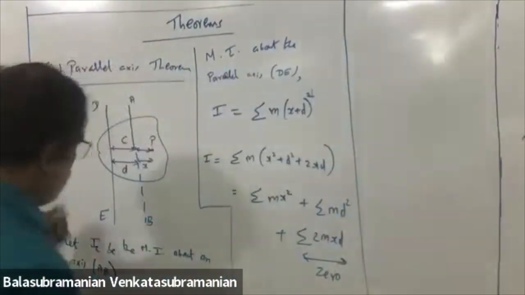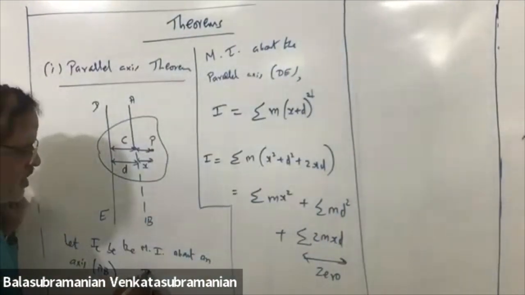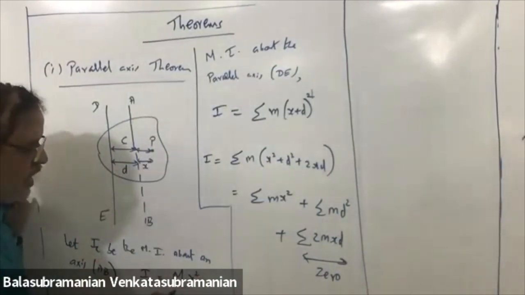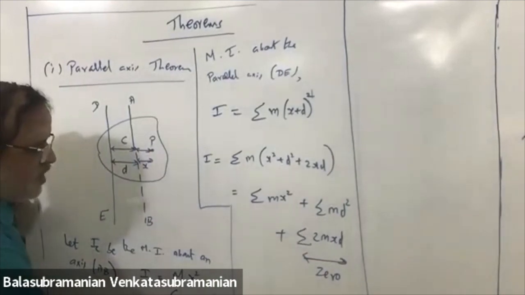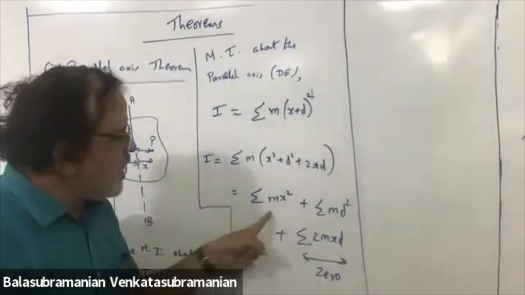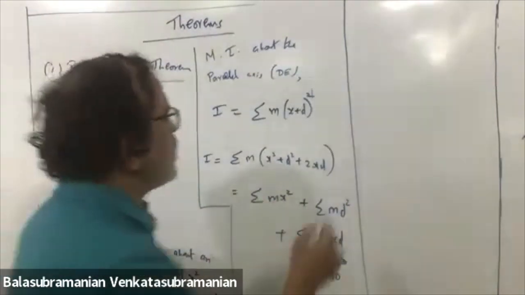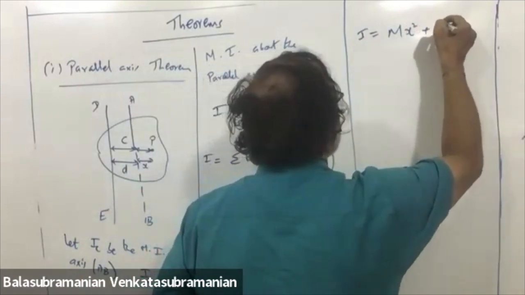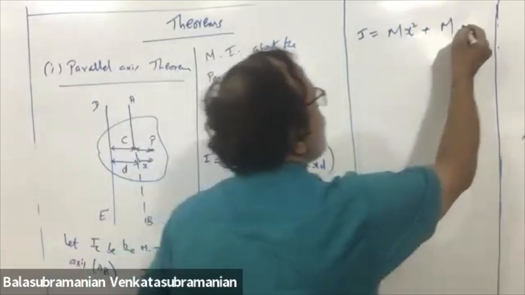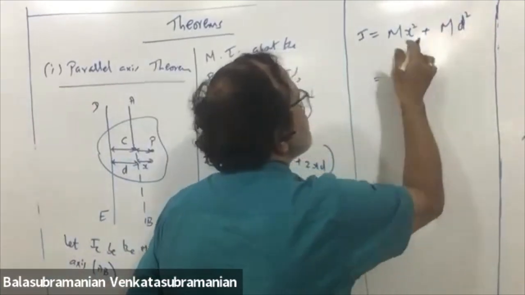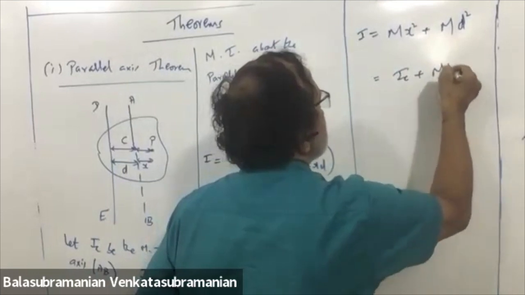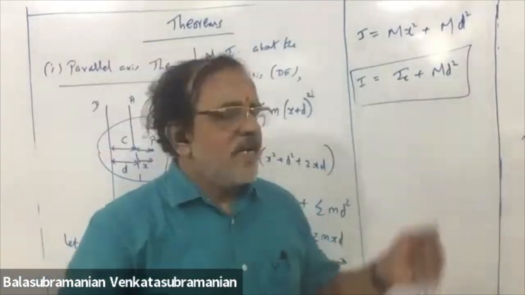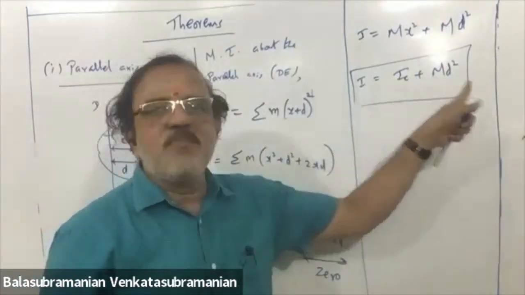Okay. So now, what is IC? Mass into distance square, capital M. Capital M is nothing but sigma m, the mass of all the particles. So here I can write it as capital M x square plus capital M d square. This is IC, this is M d square. So the moment of inertia will be I is equal to IC plus M d square.